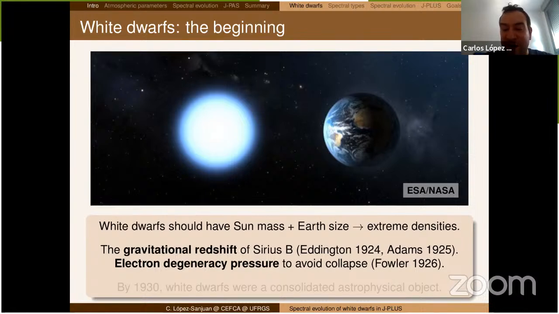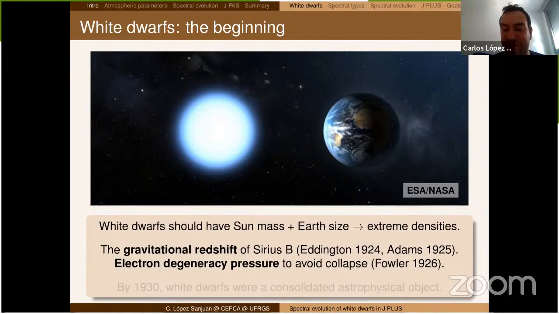So 1 year later, Adams indeed measured this gravitational redshift, so it was great news because that demonstrates that white dwarfs as dense objects in the universe exist, and also is one of the 3 classical proofs of the general relativity, also together with the famous eclipse experiment and also the Mercury precession orbit.